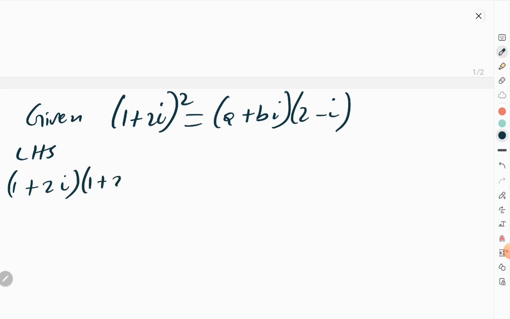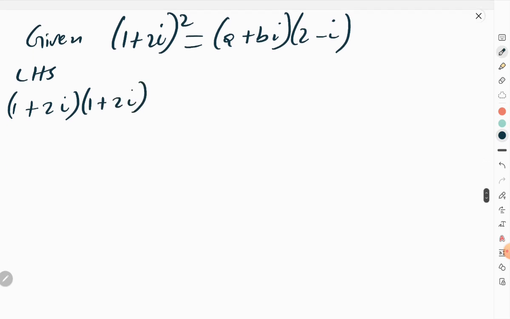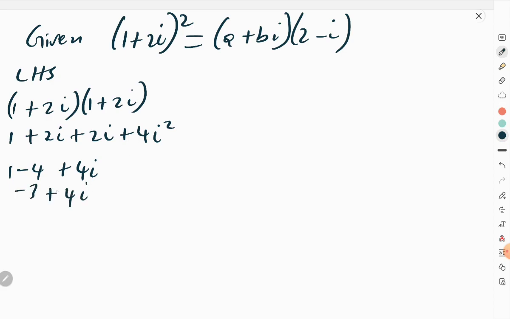times (1 + 2i), which is going to give us 1 times 1 is 1. 1 times this is going to be 2i, then plus 2i, then plus 4i squared. So in simple terms, you can see that this is going to be negative 4. Then we have 1 minus 4, then plus these ones, these are like terms, 4i, then we have minus 3 plus 4i.